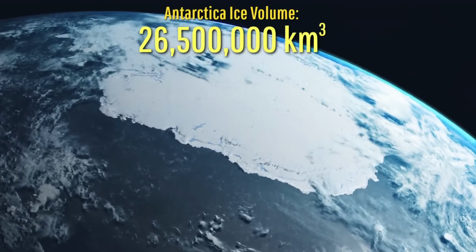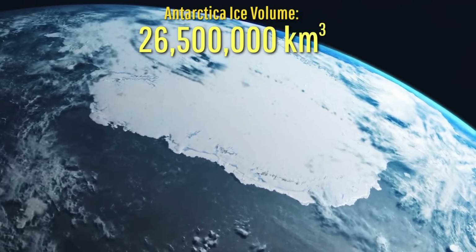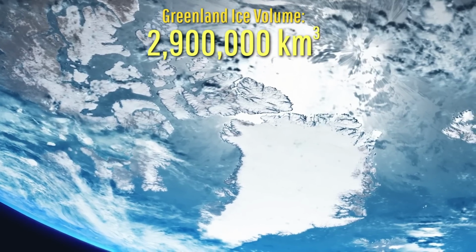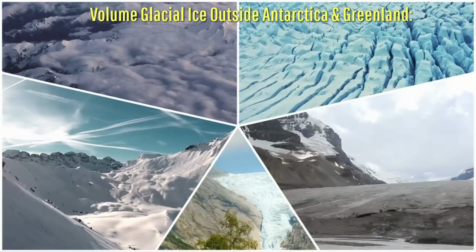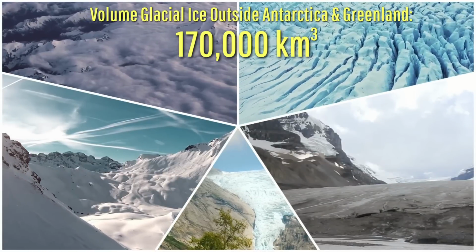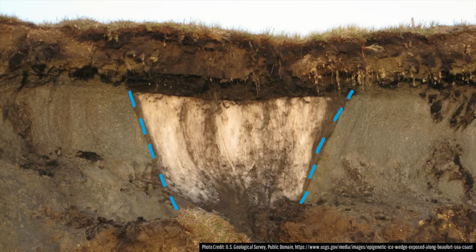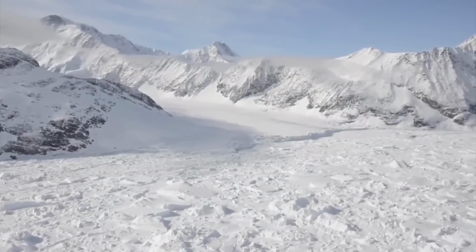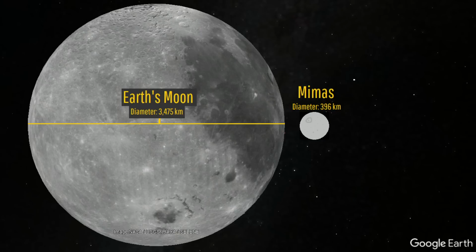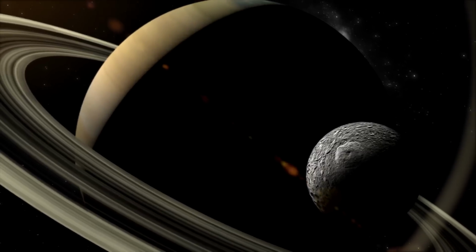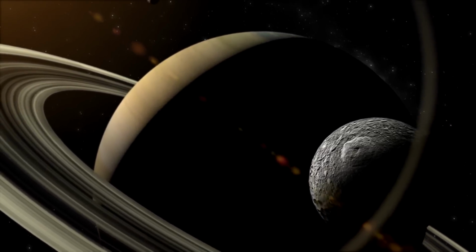Of this, 26.5 million cubic kilometers of ice is in Antarctica, 2.9 million cubic kilometers is in Greenland, 170,000 cubic kilometers is the combined total of all other glaciers outside these two regions, and an additional 160,000 cubic kilometers of ice is locked in permafrost. If you were to take all of this ice and make a giant sphere of this mineral, it would have a diameter of 384.35 kilometers or 238.82 miles, which is just slightly smaller than one of Saturn's larger moons, Mimas.